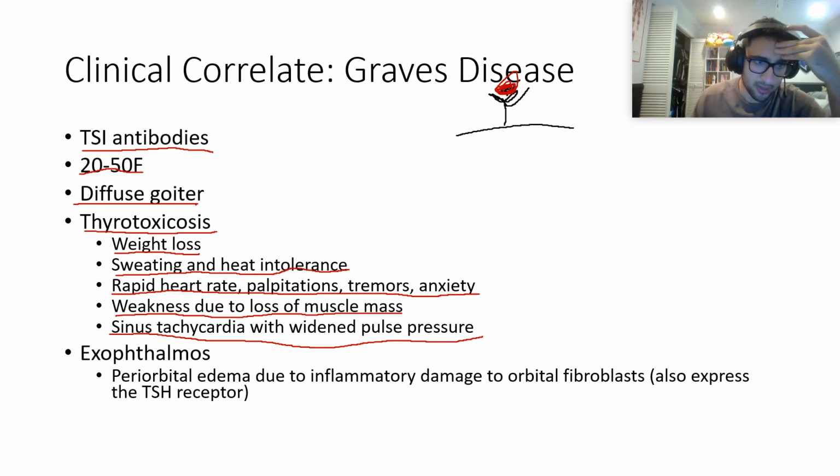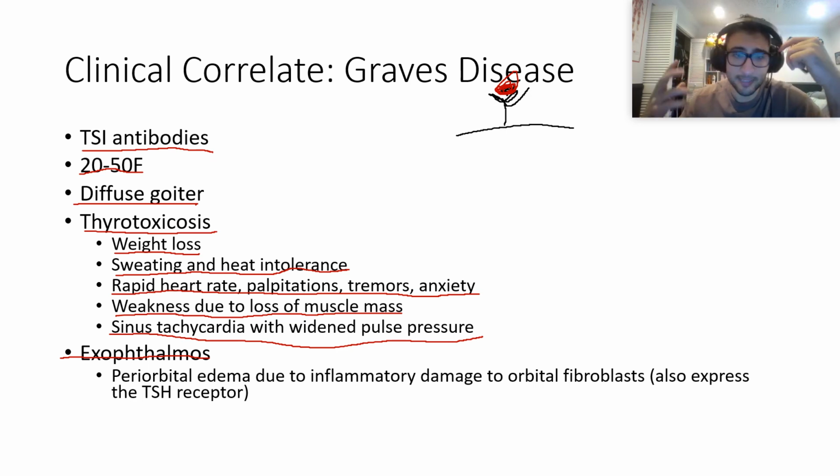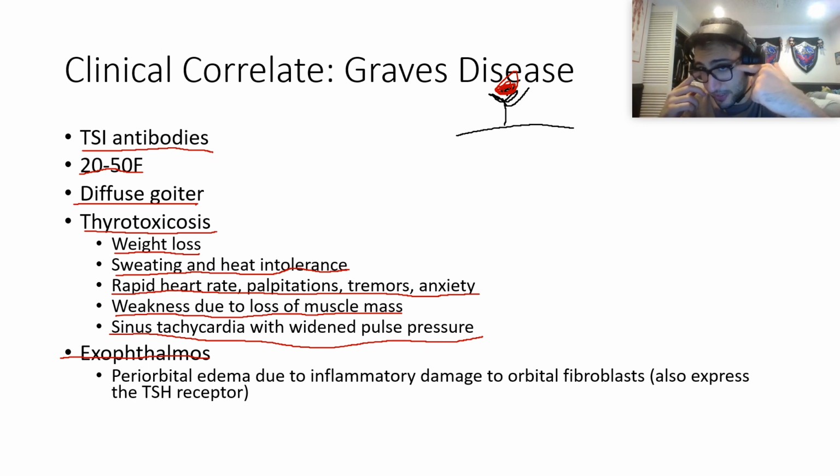The other thing you're going to see in Graves' disease is exophthalmos. You're going to see bulging eyes. And the reason for that is because the TSH receptor is expressed on orbital fibroblasts. So connective tissue cells surrounding the orbit of the eye express the TSH receptor, and they will be targeted by those autoantibodies. And in the case of exophthalmos, there will actually be inflammatory damage and periorbital edema. So you get this fluid buildup of the orbit, and it causes that bulging eye appearance because there's this pressure bulging the eyes out.